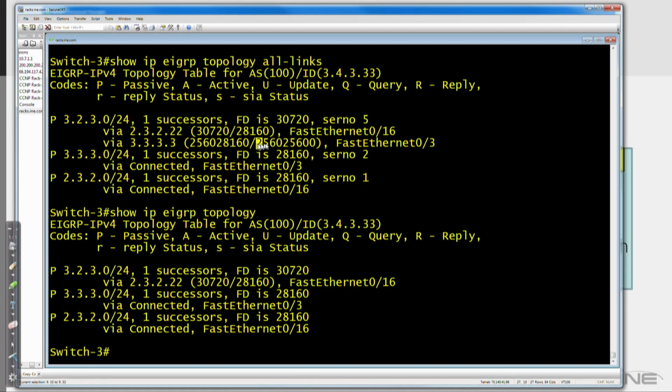It says, wow, that is definitely not less than 30,720. You did not meet the feasibility condition. So therefore, you are not considered a feasible successor. What's interesting is he still keeps it in there. It's still in his memory. He's just not even considered as a backup route right now. So I made the delay too horrible. I made the delay so horrible that the reported distance did not meet the feasibility condition.